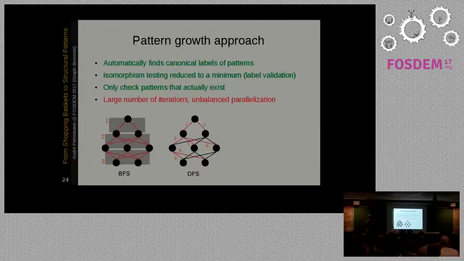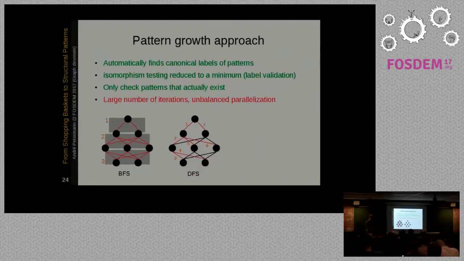If we look at these algorithms, they automatically find canonical labels, which means we can compare the graph patterns by a simple string comparison. The isomorphism testing is reduced to a minimum. We just need to validate these labels, and we only check patterns that actually exist. So we solved a lot of the problems of the a priori algorithms. But the problem is we need a large number of iterations for that, and in a shared nothing cluster with many workers, it can lead to unbalanced parallelization because we can maybe parallelize single paths but not a whole level.